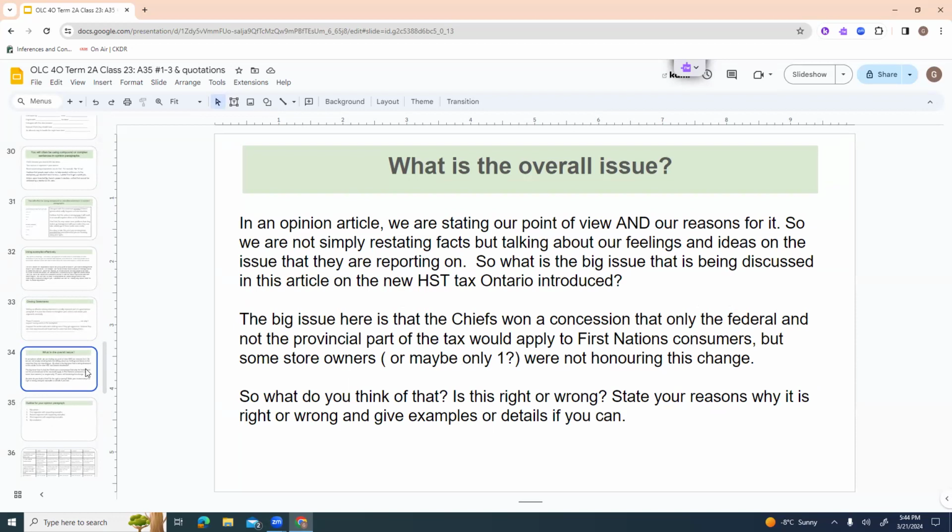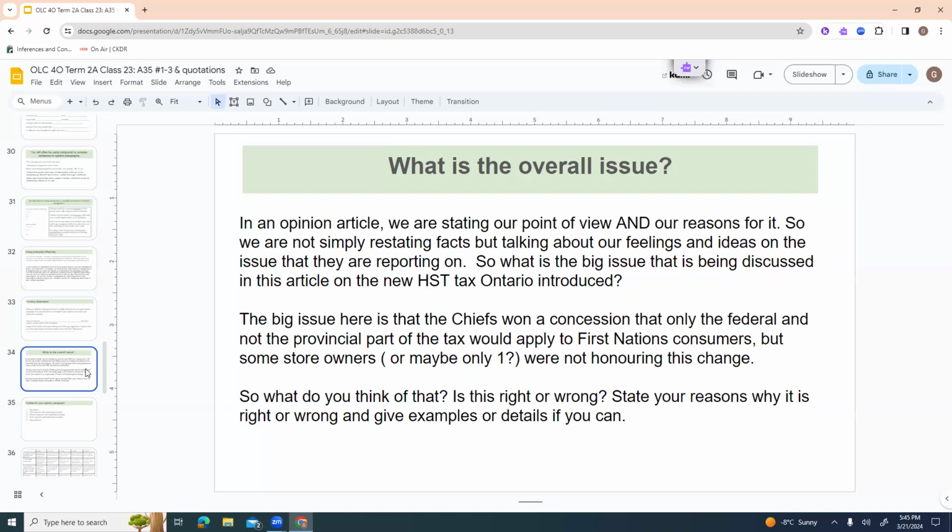So anytime you're doing an opinion article, you're stating your point of view and your reasons for it, not just restating facts, but talking about our feelings and ideas. So what is the big issue in this article on the new HST tax? Well, the big issue is basically that the chiefs want a concession that only the federal and not the provincial part of the tax would apply to First Nations consumers. But some store owners, or maybe only one, it's kind of a little bit ambiguous there, were not honoring this change and were not exempting that tax. So they were forcing the First Nation customer to pay tax that they weren't really supposed to have to pay.